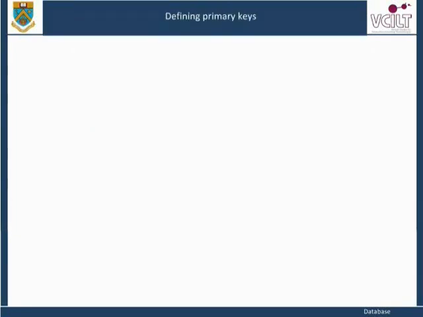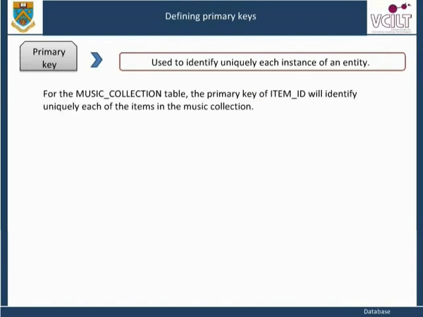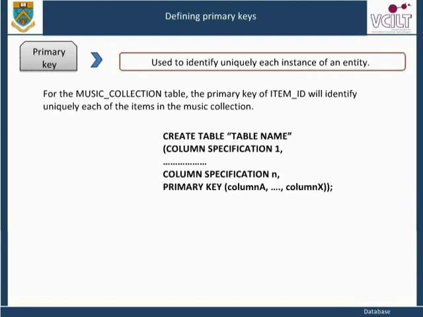Remember that a primary key is used to identify uniquely each instance of an entity. For the music collection table, the primary key of item ID will identify uniquely each of the items in the music collection. The create table statement provides the syntax to define primary keys as follows. Create table, table name. Column specification 1, column specification n, and primary key, column A, column X.